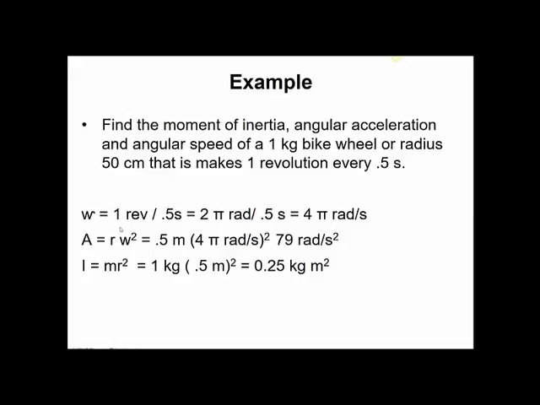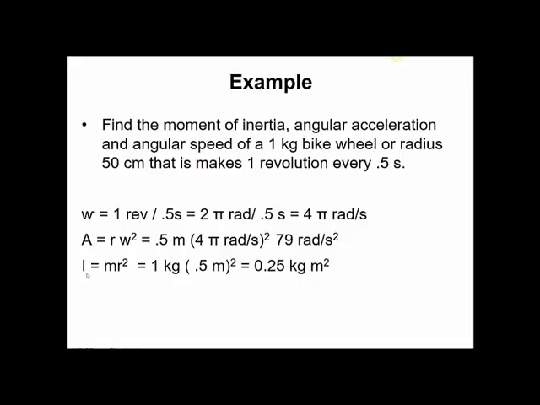So omega is going to be 1 revolution every half second. And a revolution is 2 pi radians divided by a half second, which is going to give us an omega of 4 pi radians per second. The acceleration is going to be r omega squared, which is 0.5 meters times (4 pi radians per second) squared, which gives us 79 meters per second squared.